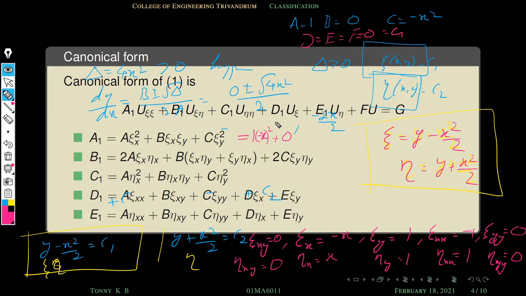So 1 into minus x square plus b is 0 plus c എന്ന് പറയുന്നത് minus x square. So minus x square into psi y square. Psi y is 1, that is 1. So this is actually x square minus x square, that is equal to 0. So here a1 is 0. Okay, similarly you can evaluate all other coefficients.